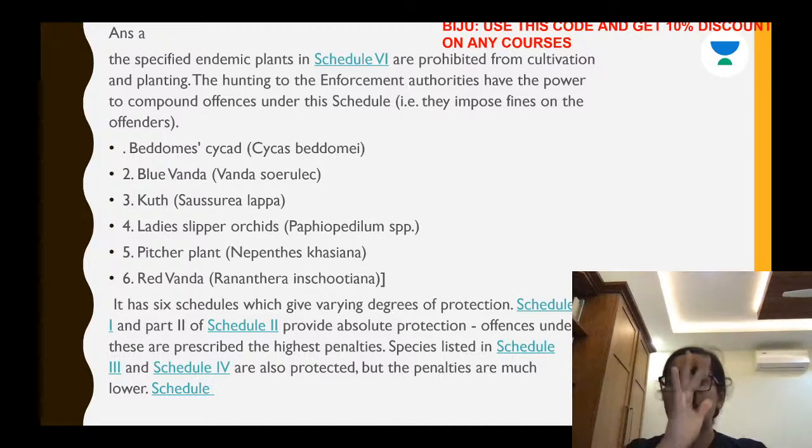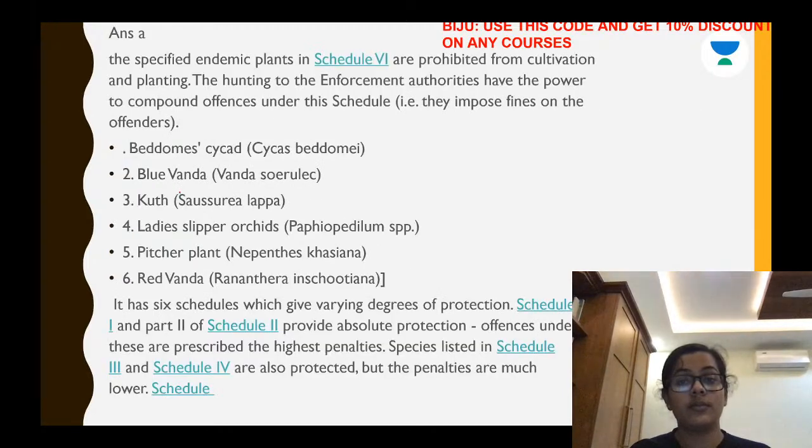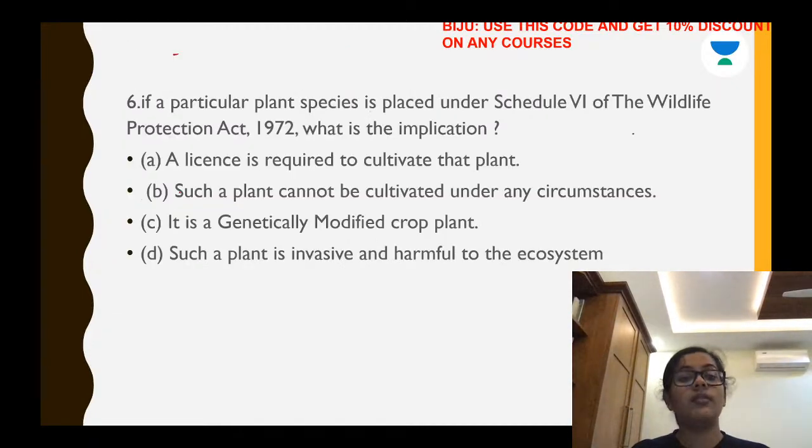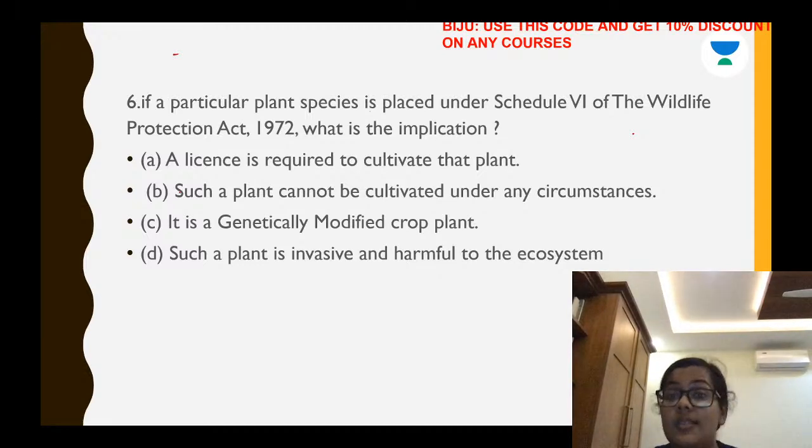We'll discuss the next schedule. The 1972 Act has 6 schedules, and we'll see what the first schedule is. The first and second schedules provide absolute protection. So if you violate any of these, you have to pay a high penalty. Schedules 3 and 4 are protected, but you have to pay a lower penalty. When it comes to Schedule 6, it is completely prohibited from cultivation and planting, and a license is required to cultivate that plant. The option is A. There is a problem, you might be confused, because 'such a plant cannot be cultivated under any circumstance.' It can be cultivated, but you need a license.